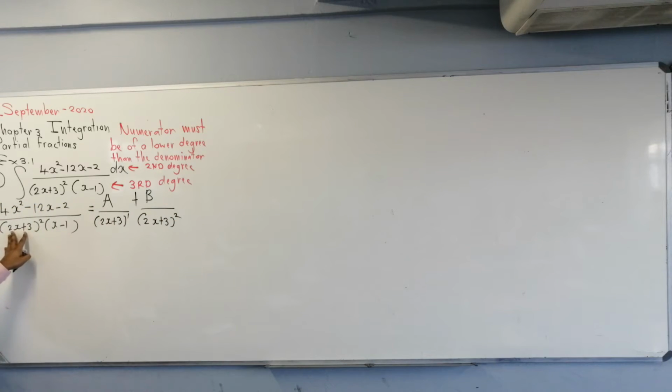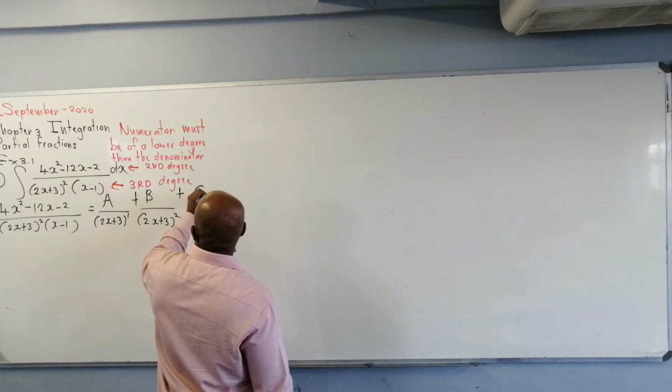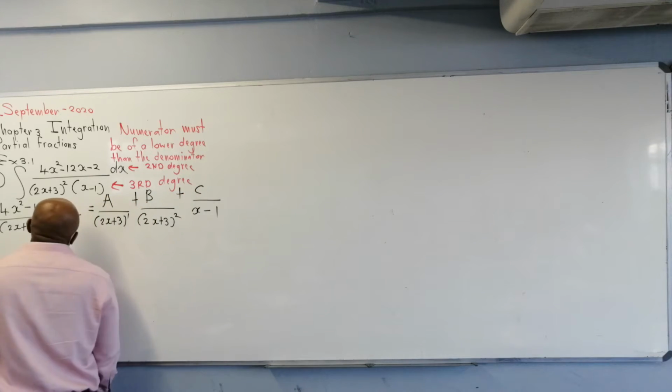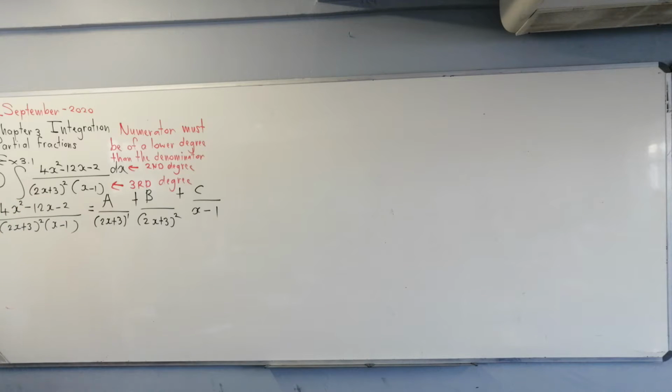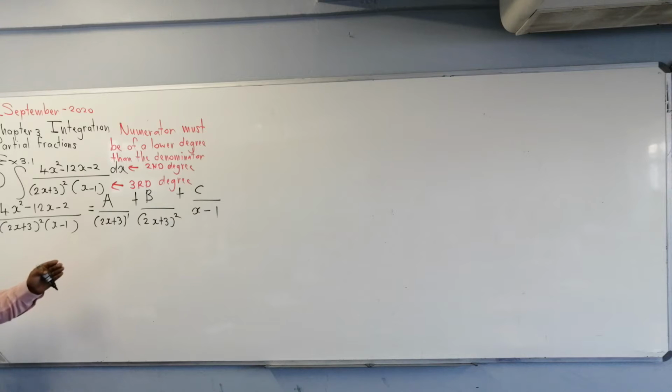So we are done with 2x plus 3. We move on to the next factor then, which is x minus 1, plus C all over x minus 1. So that is the beginning. It must be 100%. Now it's just the method.